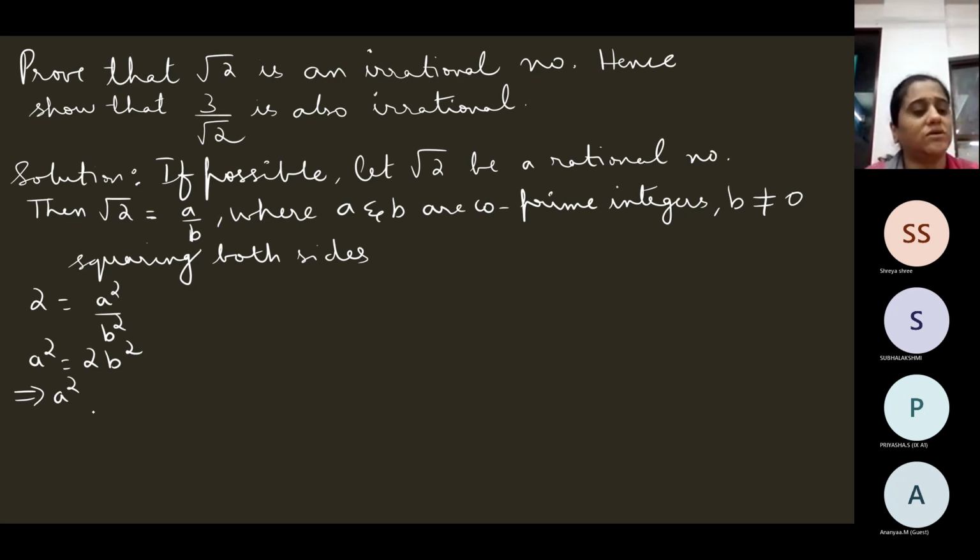How do you write? You write a square is divisible by 2, or 2 divides a square. You can write it either way. You can write a square is divisible by 2, so a is also divisible by 2. Or the other way, you can write 2 divides a square, so 2 divides a. Online students, do you write a square is divisible by 2 or do you write 2 divides a square? 2 divides a square.